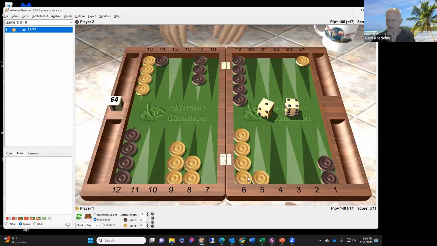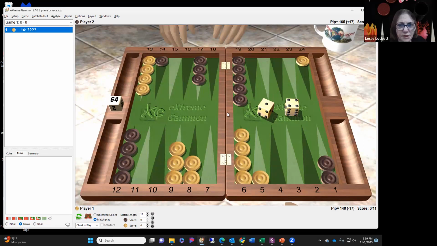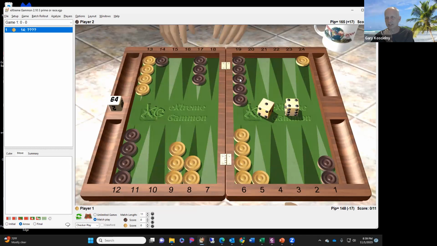Okay, but what's our opponent's game plan? Blitzing. Yeah, blitzing. He's got nothing, no prime. He's brought one checker down. So whenever you're in a position like this, what does that tell us to do with our back checker? Leave him back there. Yeah, we don't want to bring him up to where we can get attacked. So yes, leaving him back there.